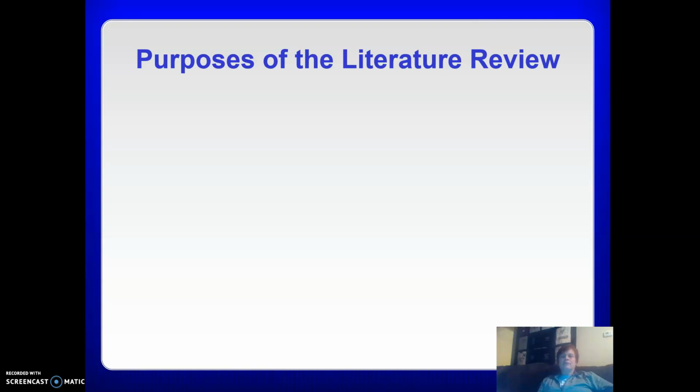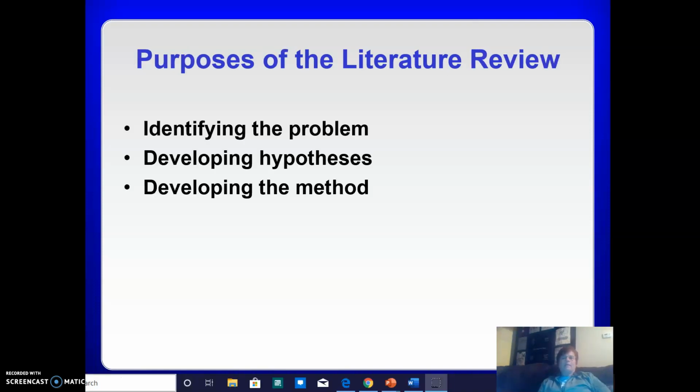When we talk about a literature review, the purposes of a literature review, first of all, it will help you identify and clarify the research problem that you want to study. It will help you with developing your hypotheses, and then eventually your review will also help you set up your methods. So the literature review is a very, very important part of the research process.